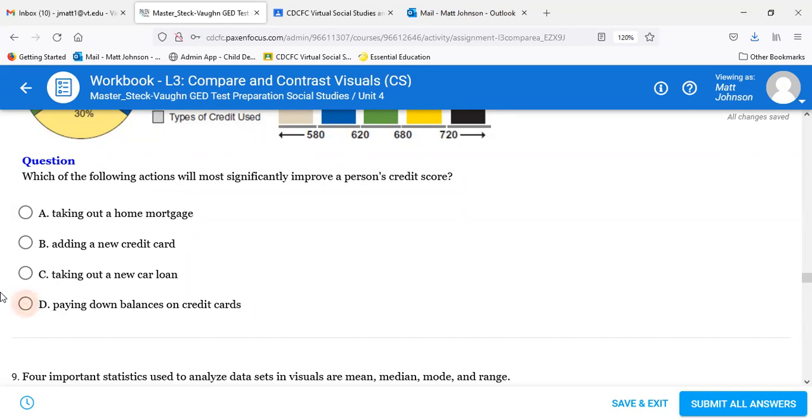So anything to reduce your debt load is going to help improve your credit score. So taking care of those credit card payments, if you pay off a car, that's great. That means you've reduced that line of credit, so you have more available credit, stuff like that, right? And just being responsible with your bills and your credit is going to improve your credit score.